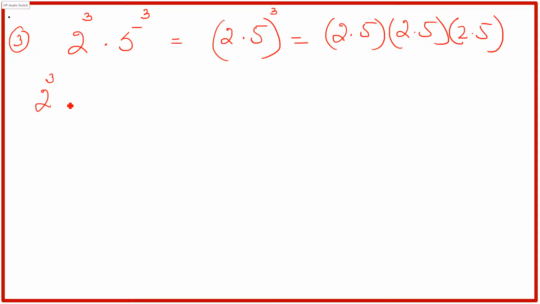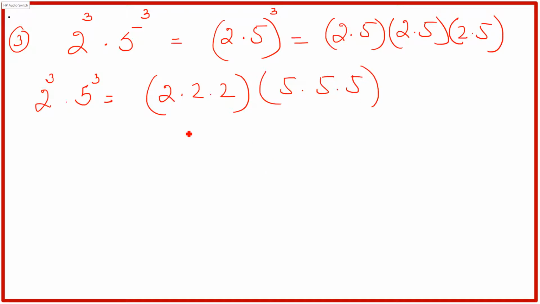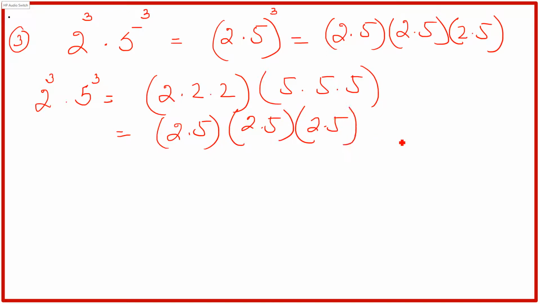Another easiest way is, it means you have 2 three times and you have 5 three times. So we will make a set 2 and 5 together. 2 multiplied by 5 and then this 2 and this 5 and then this 2 and this 5. So this is also the same answer.